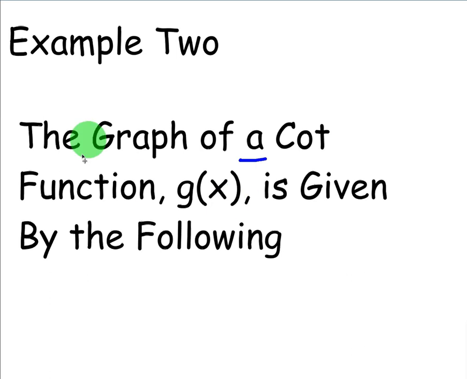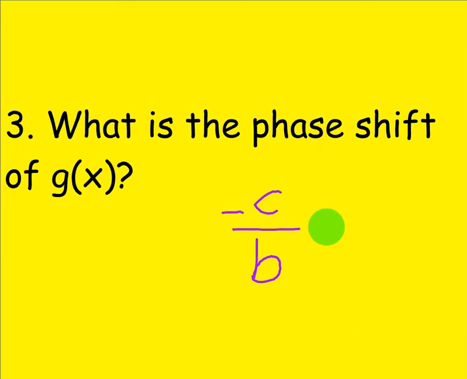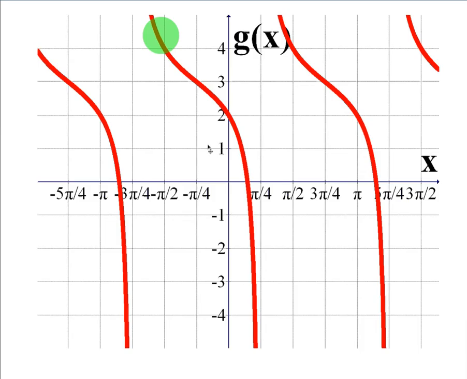Okay, next up we're going to be taking a look at the graph of a transformed cotangent function. So here we have our graph right here with these backward S shapes. Now we don't know what the equation is, but there's something else we can figure out about this transformed function, and that is its phase shift. What is the phase shift of this graph, g of x?